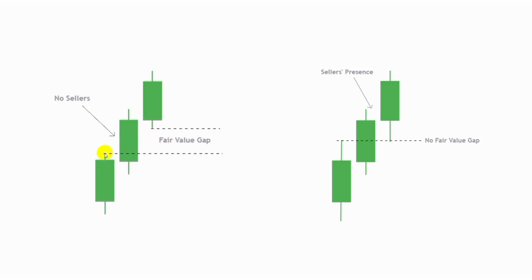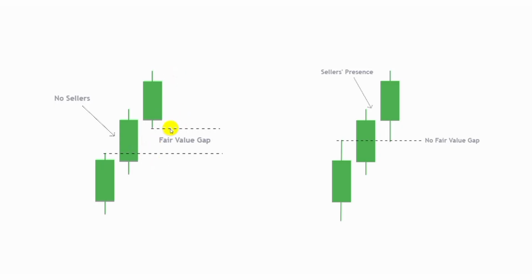Because you can see this is the high of the first candlestick and this is the low of the third candlestick. So you can see that there is a distance between the wick low of the third candlestick and the wick high of the first candlestick, in between the second candlestick. So this is what we call the fair value gap, what we call the imbalance, or we actually call the inefficient price delivery, meaning we do not have a balanced price delivery.